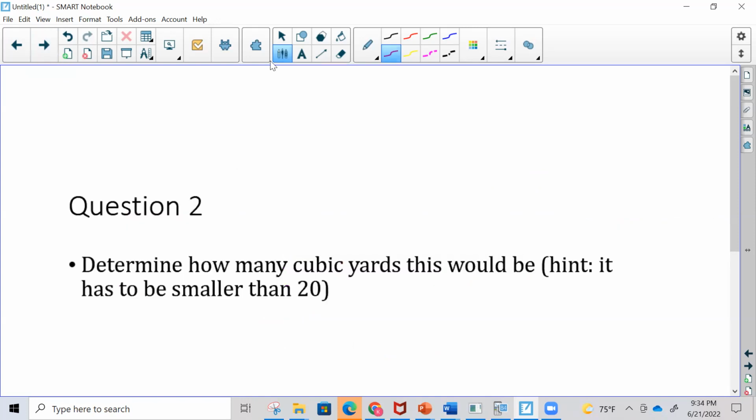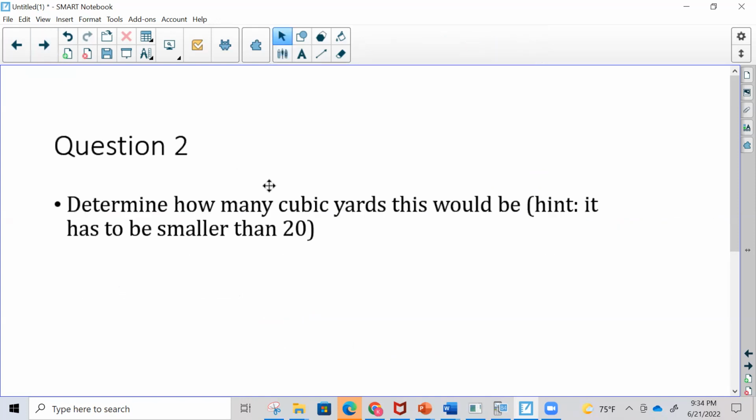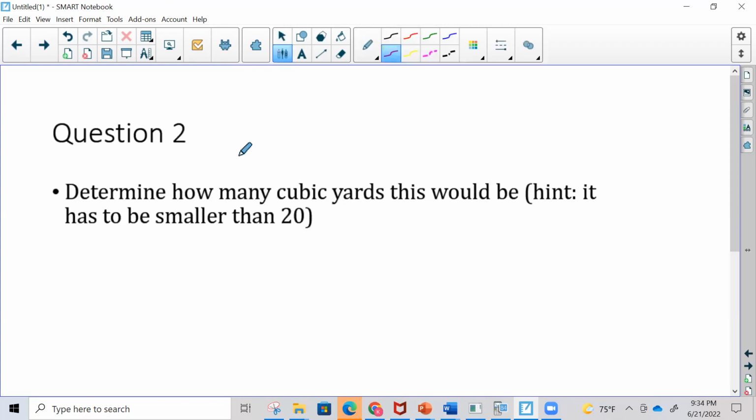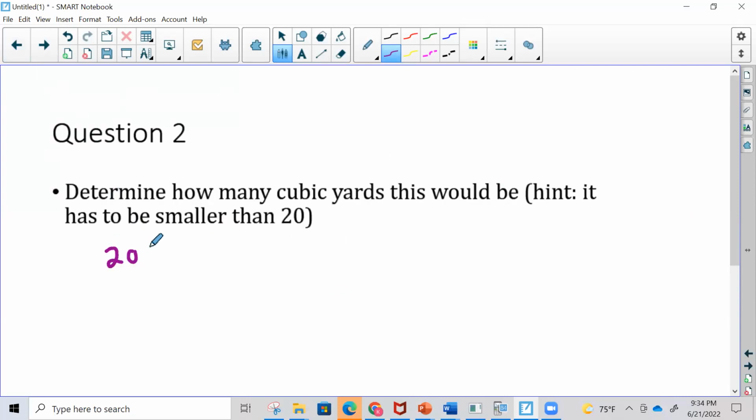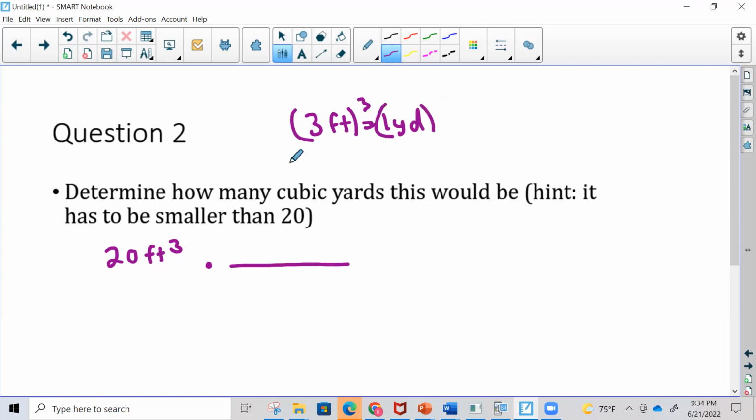Okay, so let's look at a second question. Determine how many cubic yards this would be, and it has to be smaller than 20. So we're starting again with 20 cubic feet. We want to convert it to yards. So we know there's 3 feet in 1 yard. That's our conversion factor. So again, you can either do it as leaving it as the cubed and cubing all of this, which when you do that, you cube both the number and the units.